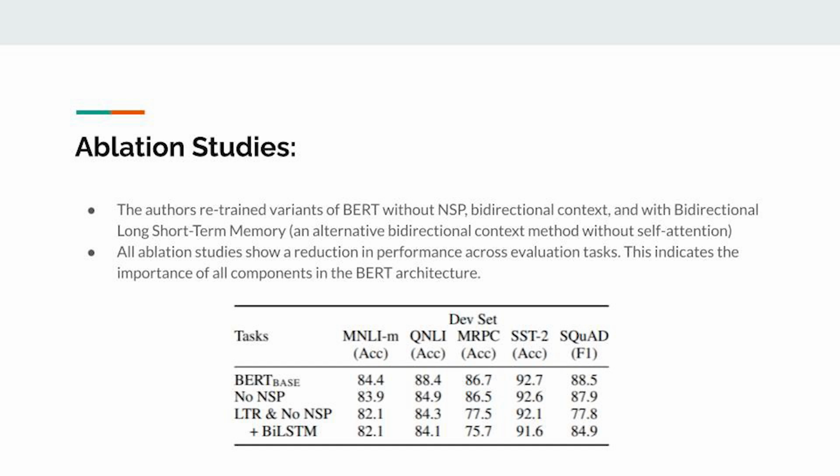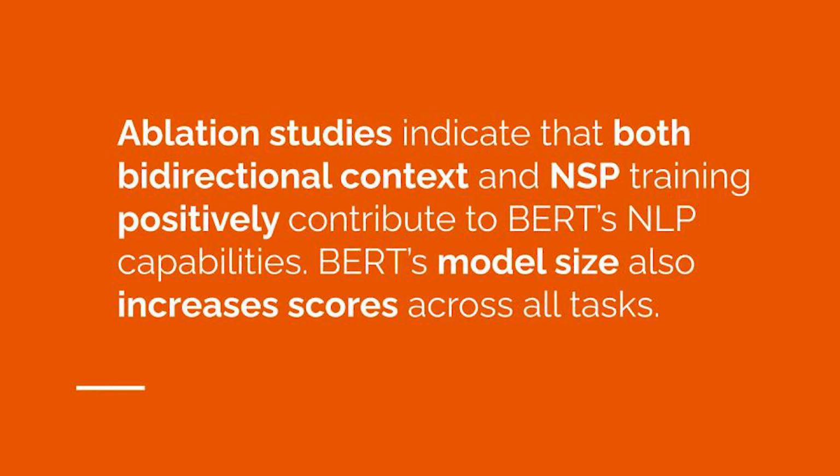It is worth noting that in future studies, there are versions of BERT that were trained without the NSP pre-training step that exceeded BERT's performance. In summary, ablation studies indicate that both bidirectional context and NSP training positively contributed to BERT's NLP capabilities. In addition, BERT's model size also increases scores across all tasks, indicating a positive correlation between model size and performance.